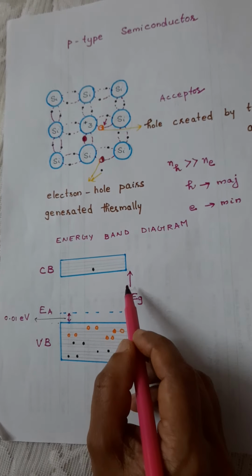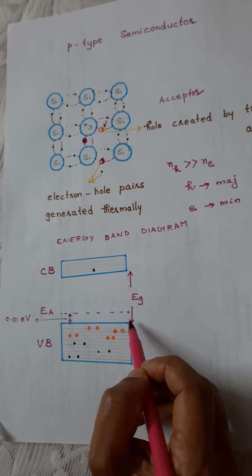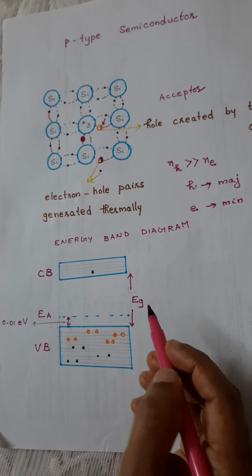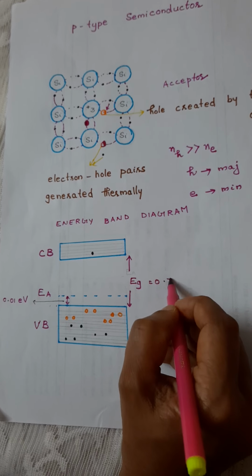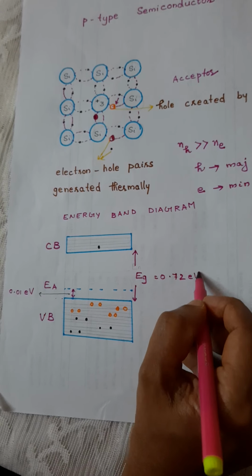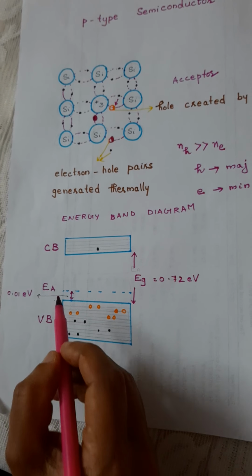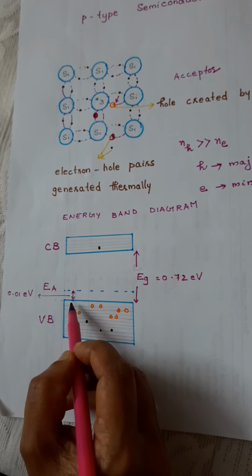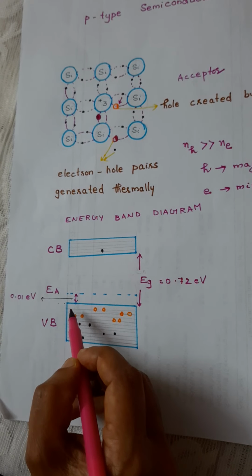So the energy gap of a germanium atom is 0.72 electron volt, and only 0.01 electron volt is the gap between the acceptor atom and the valence band.